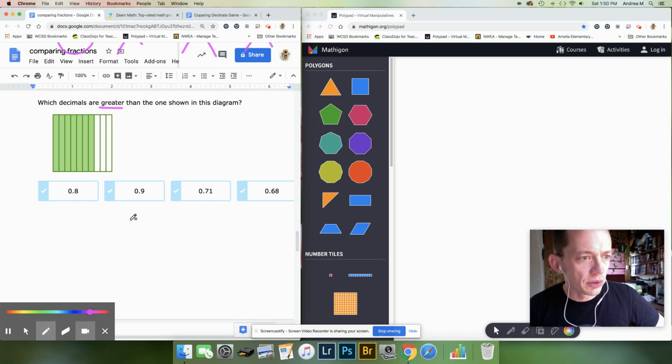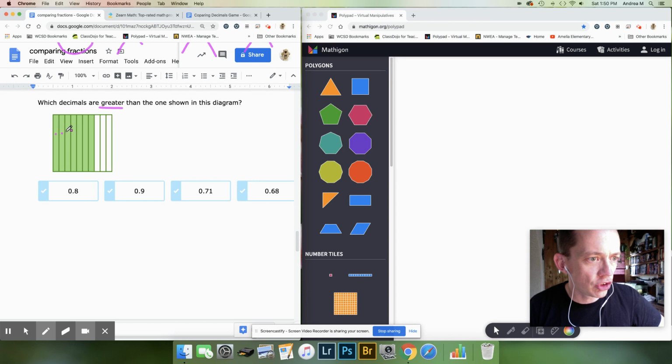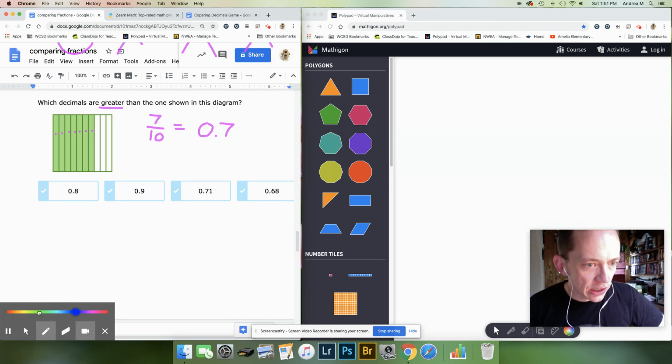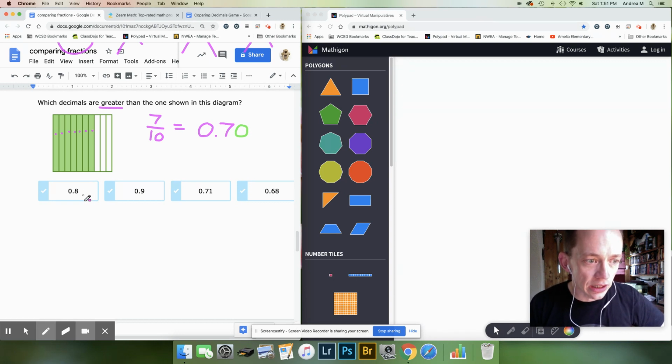All right, so let's see what we're working with to begin with here. So we have 1, 2, 3, 4, 5, 6, 7. We have 7 out of 10 that are shaded. That is the same as us saying that is 7 tenths. Now I can write it like that, or I could always fill in and just say, okay, well, 7/10, that's going to be the same as 70 hundredths. So take a moment. Which one looks to be greater? Is it 8/10, 9/10, 71 hundredths, or 68 hundredths?